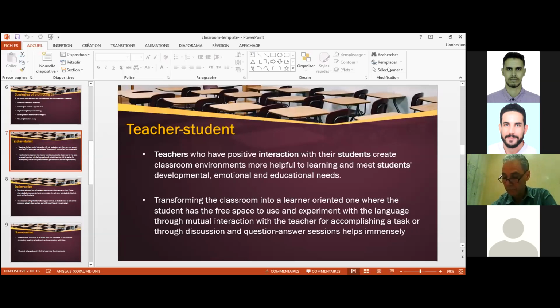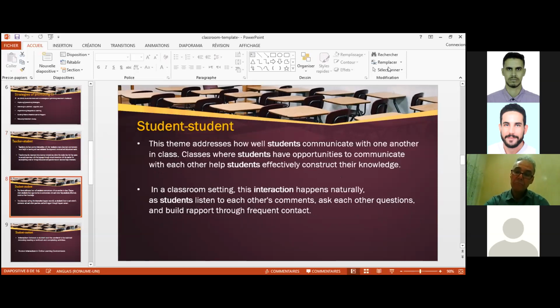It also means transforming the classroom into a learner-oriented one where the student has the free space to use and to experiment with the language through mutual interaction with the teacher for accomplishing a task or through discussion and question-answer sessions that help immensely in evaluating the learner's level. Then we have the student interaction.